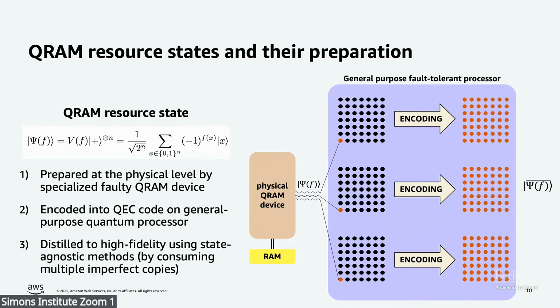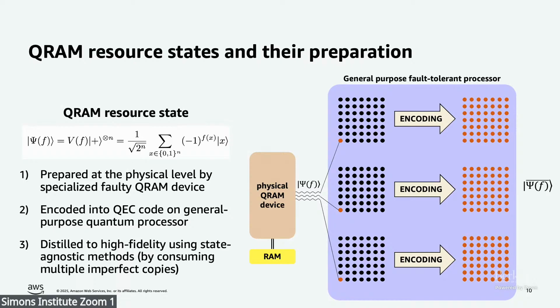And then finally, what we get out is an encoded approximation of our resource state, and we have to do a distillation process to improve the fidelity of this encoded resource state. And so Andras is going to talk about how we do that in the second part of the talk.